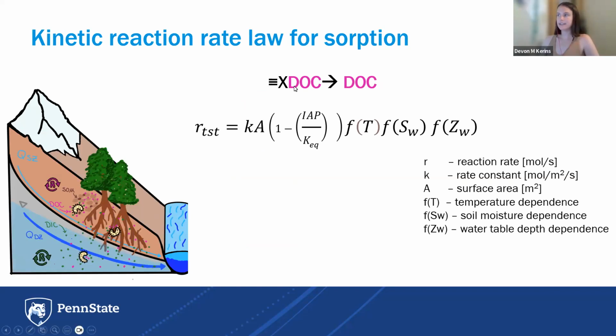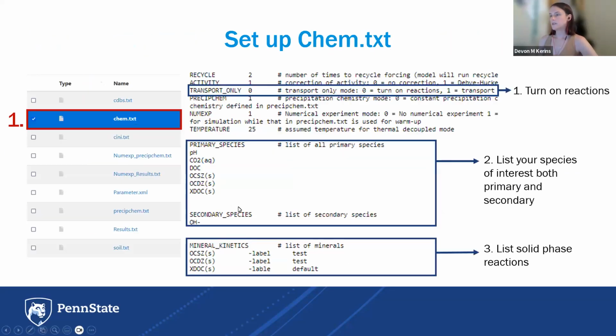We're considering this our solid phase, which represents our DOC that is already stored to our soils. So we list that as our solid phase, XDOC solid. We also need to tell it where to look within our database. So again, we'll list our XDOC solid. We'll have our label. It's misspelled.